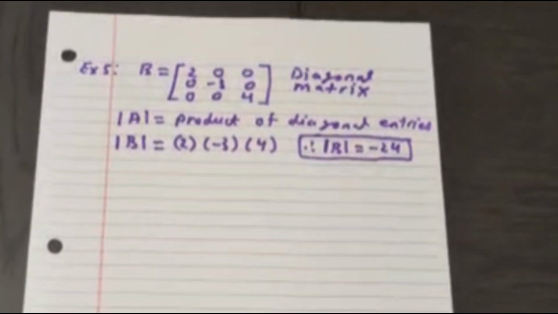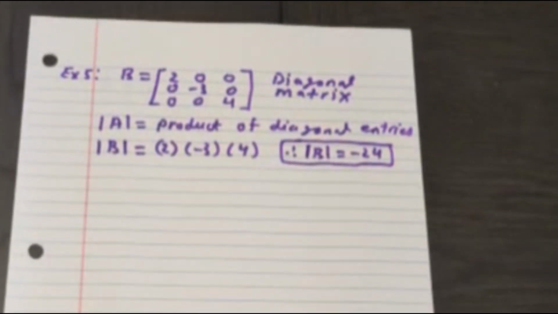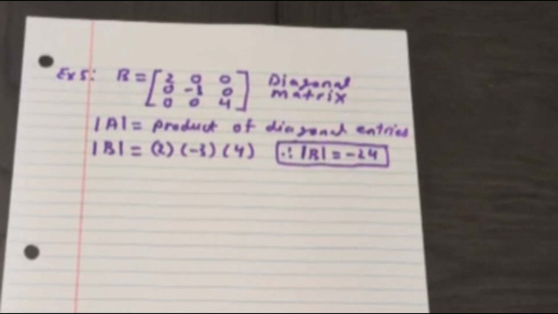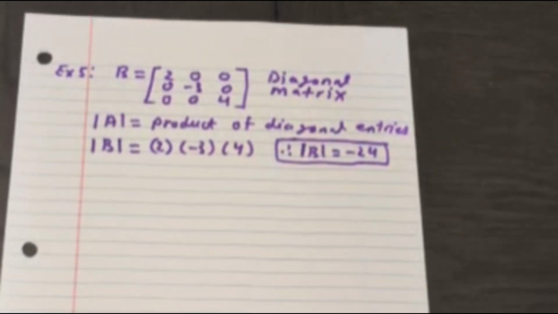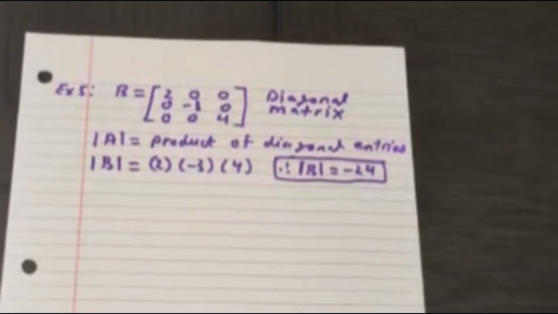So when we plug it into the formula that we know, we get 2 times negative 3 times 4, which tells us that the determinant of matrix B in this case is negative 24. And it's okay to have a determinant that is a negative value. It is common. It's not like you have to get a positive value for a determinant. So in this case, our determinant is negative 24. Let's move on to the next example.